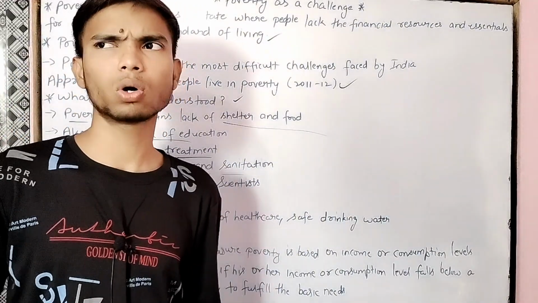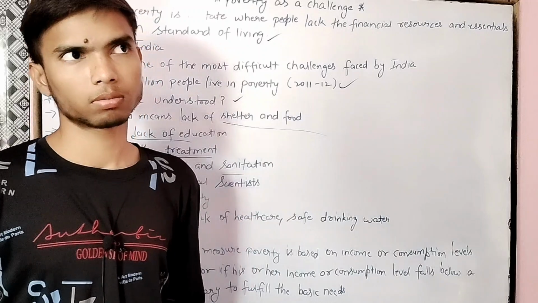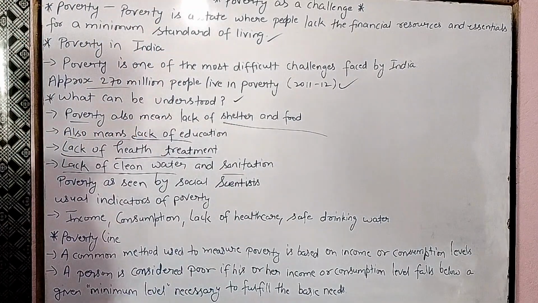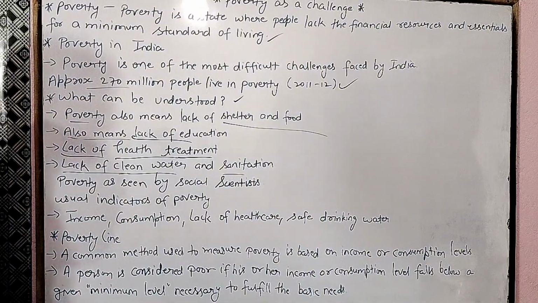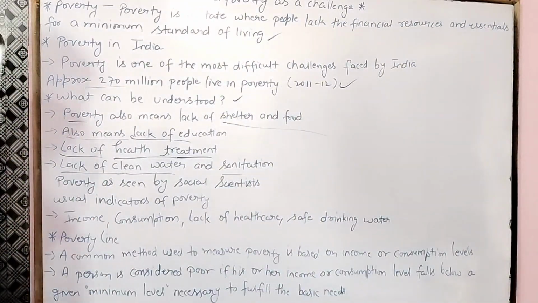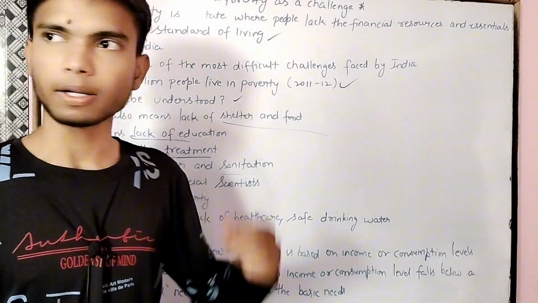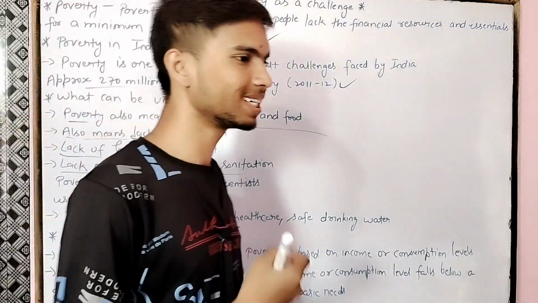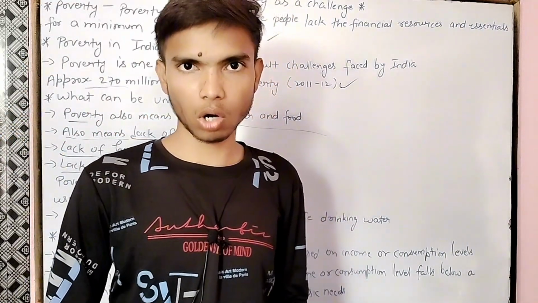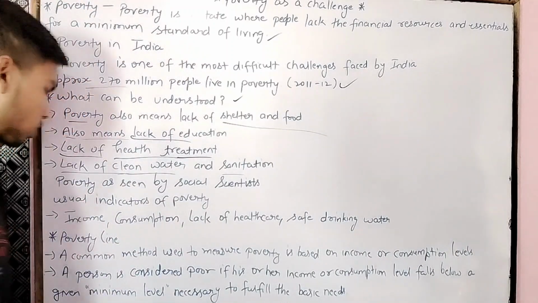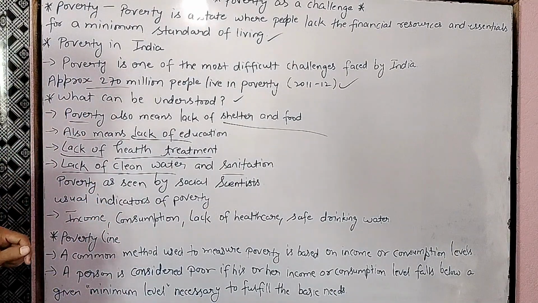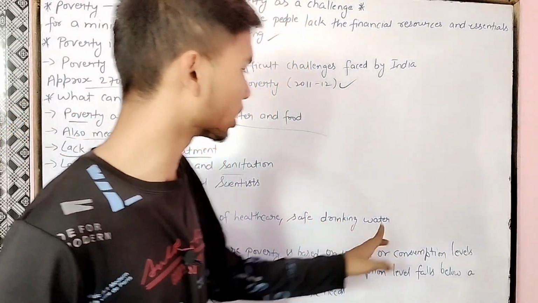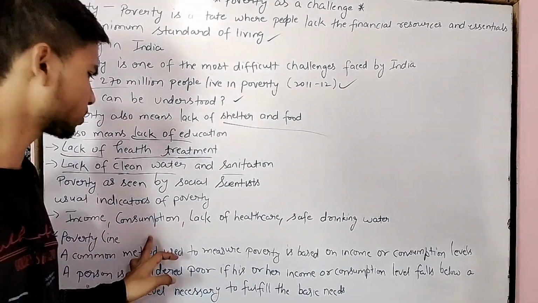Poverty as seen by social scientists. How do social scientists see poverty? Poverty as seen. Okay, the usual indicators of poverty here, usual indicators seen through an educated person. How can it be seen? Okay, poverty: income, consumption, lack of healthcare, safe drinking water.